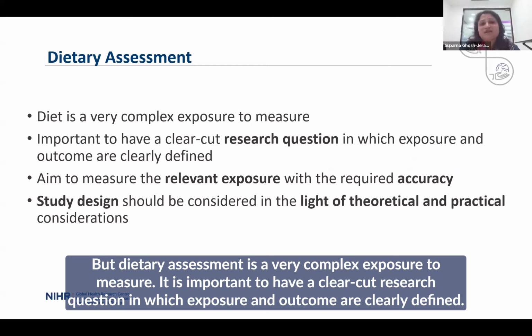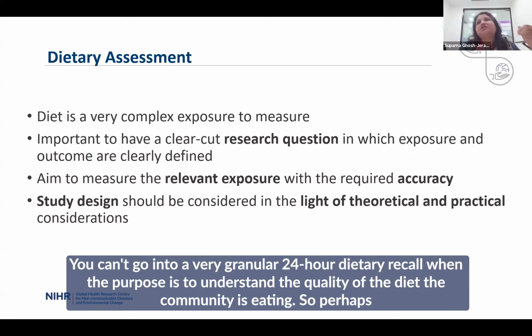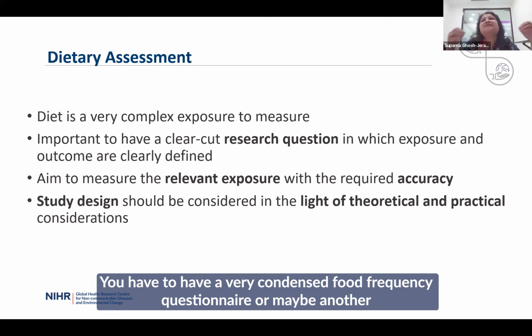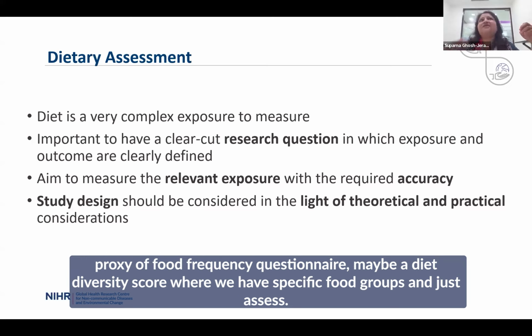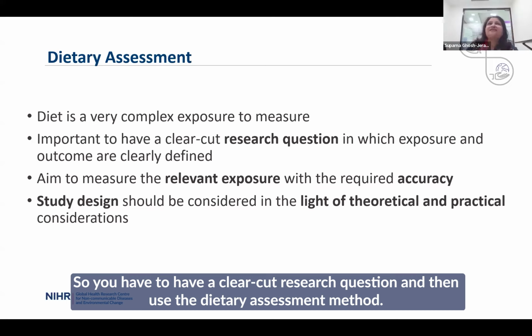Dietary assessment is a very complex exposure to measure. It is important to have a clear-cut research question in which exposure and outcome are clearly defined. You can't go into a very granular 24-hour dietary recall when the purpose is to understand the quality of the diet the community is eating. So perhaps you have to have a very condensed food frequency questionnaire, or maybe another proxy of food frequency questionnaire, maybe a diet diversity score where we have specific food groups and just assess. So you have to have a clear-cut research question and then use the dietary assessment method accordingly.